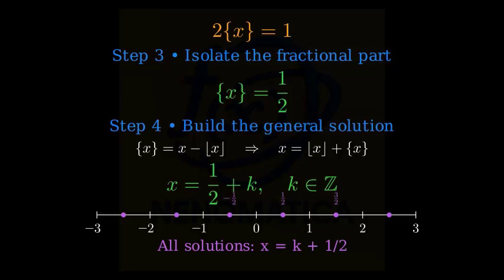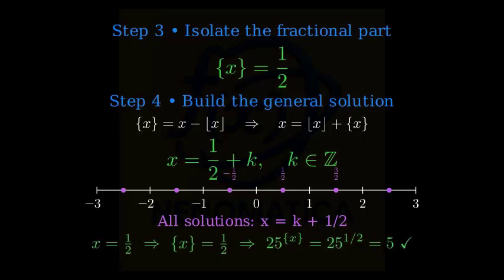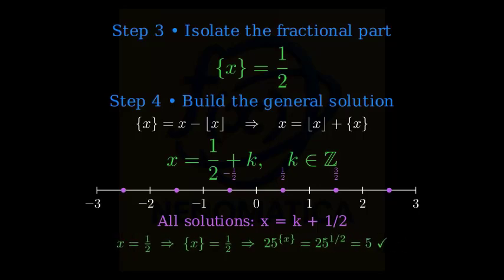Let us verify one value quickly. If x equals 1/2, the fractional part is 1/2. So the left side becomes 25 to the 1/2, which equals 5. That matches the right side, so it checks out. Final result: x equals 1/2 plus k, where k is any integer.